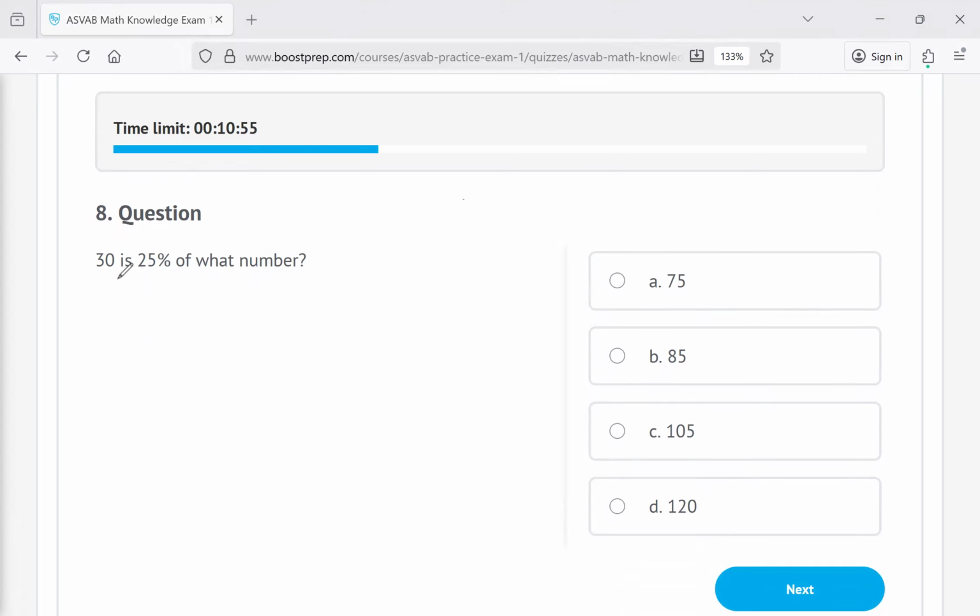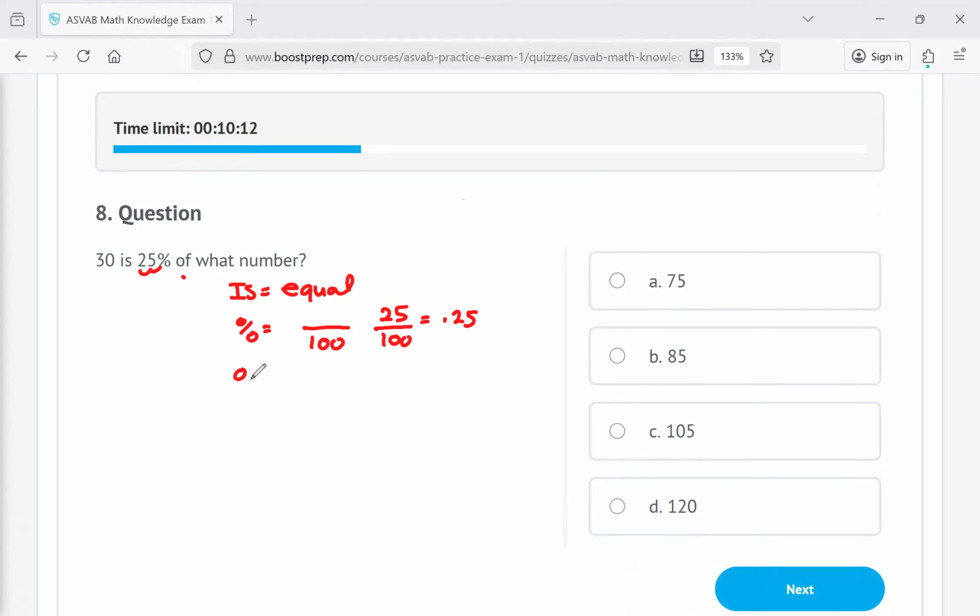Okay, question 8. 30 is 25% of what number? When you're dealing with percentage problems, there's a few terms that you need to know. If you ever hear the word "is" in a percentage problem, it's always going to be equal. Percentage, there's a lot of ways you can express percentage as a fraction, like over 100. So, for example, 25% would be 25 over 100. You can also write 25% as a decimal by moving it two places to the left. It's really up to you.